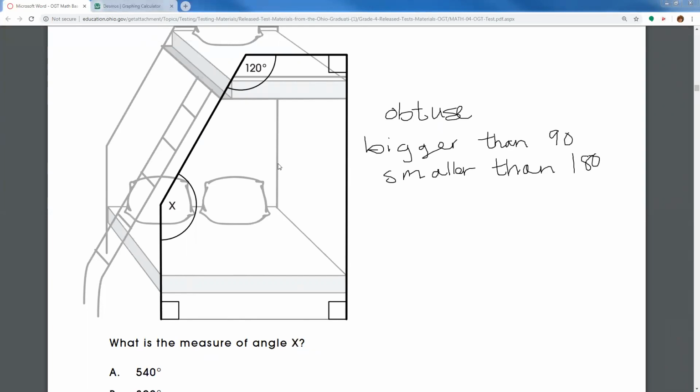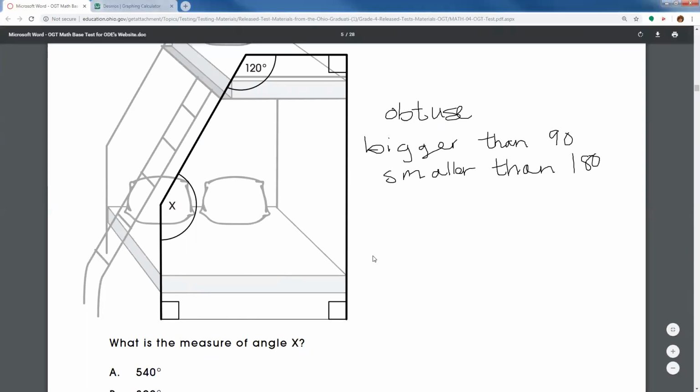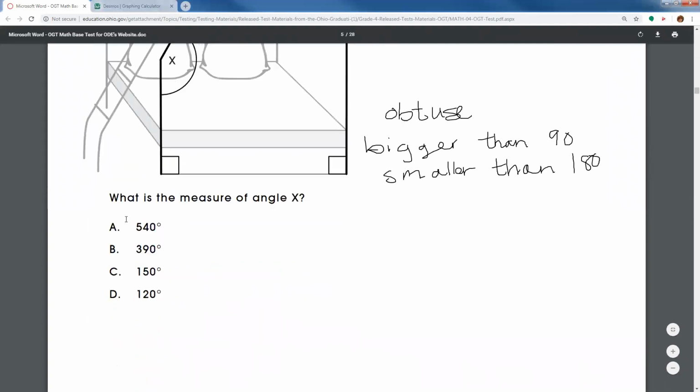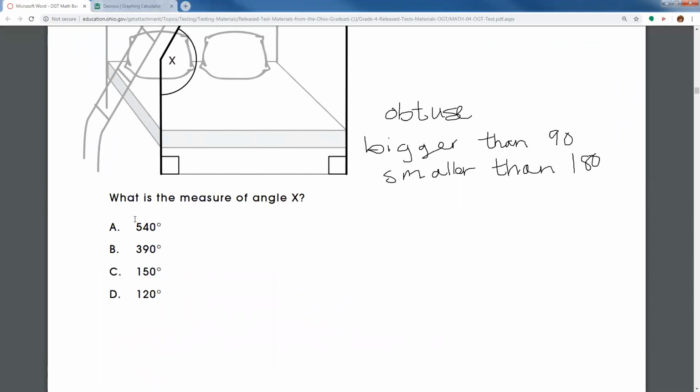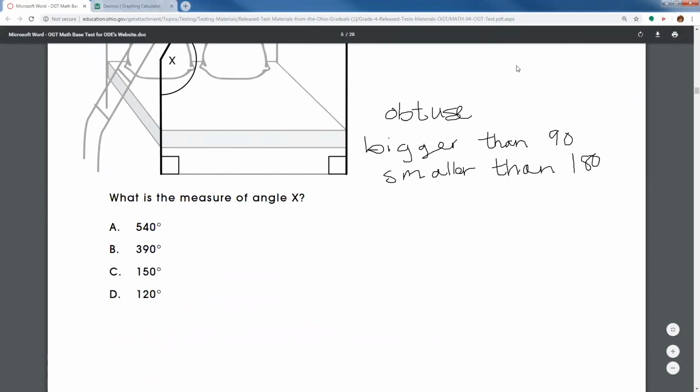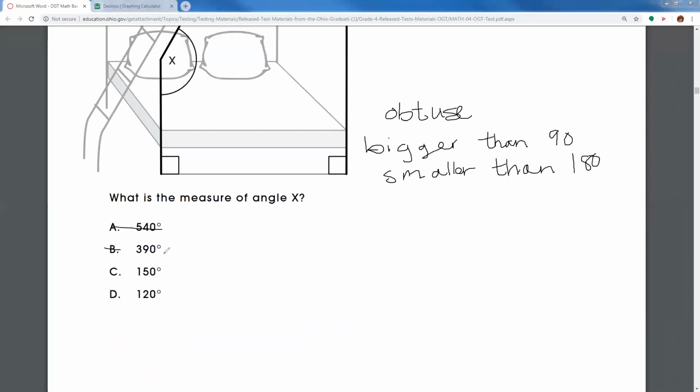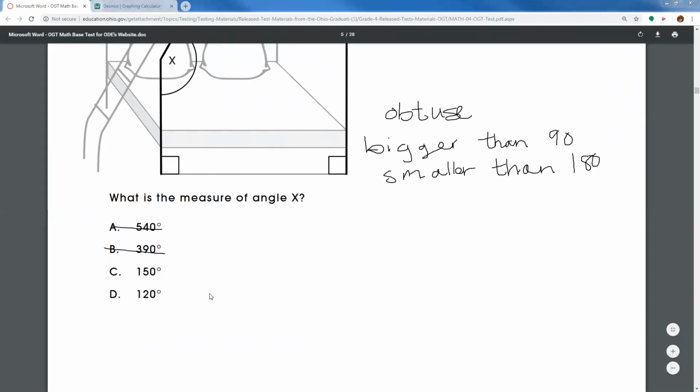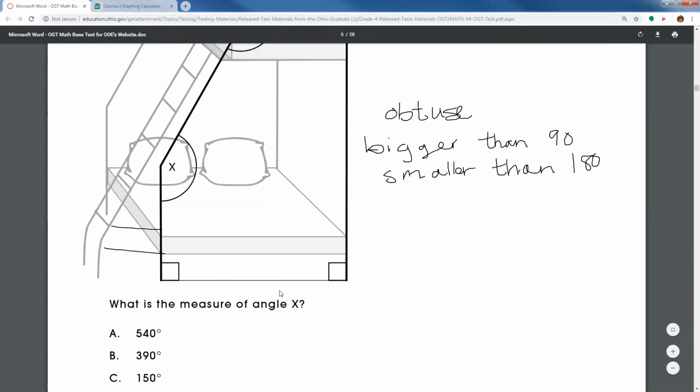So since this is obtuse, we can actually eliminate some answers. Which ones don't fit that description? A does not, and B doesn't either. A and B don't work. It could be C or D. C is smaller than 180, so C might work, and D might work. Okay, so how do we know for sure?